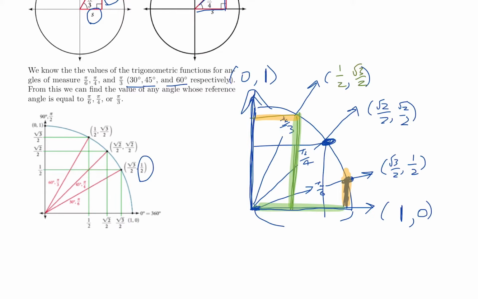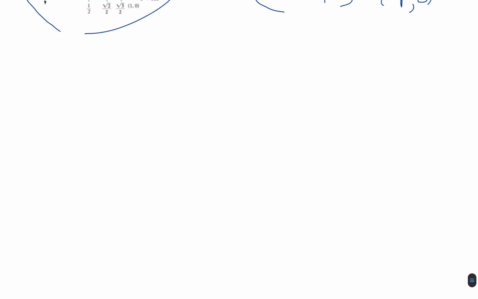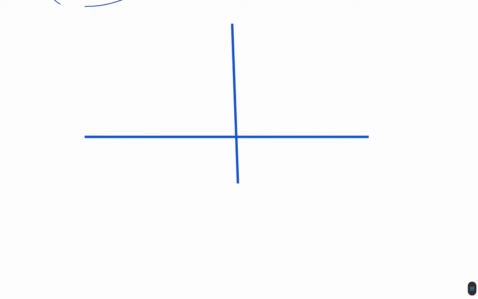Okay. So this is how the first quadrant works. Once you understand the first quadrant, second, third, fourth quadrant follows a pattern. So let's talk about the pattern right here. Okay, so here's an x and y coordinate. Let me draw a circle.